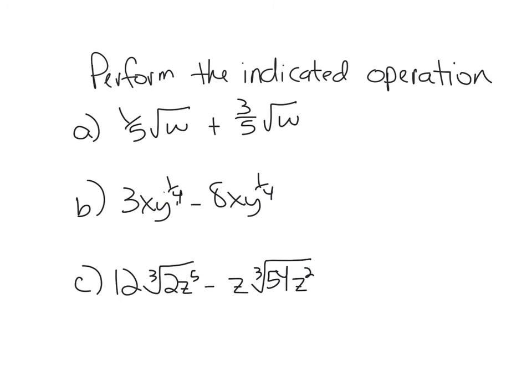Last slide. Perform what it says to do. The first one, I love the first one because the square roots are the same already. It's 1/5 on w plus 3/5 on w. So you can just add your fractions outside. 4/5 on the square root of w. No big deal there. Part B, the same thing. They're like terms. x to the 1, xy to the 1/4, xy to the 1/4. So I'm just going to subtract my 3 minus 8, negative 5 xy to the 1/4.